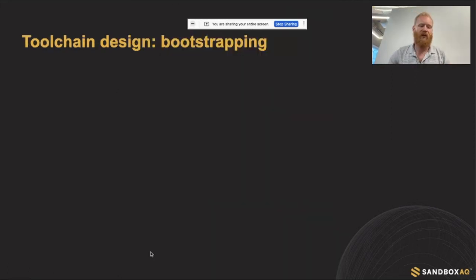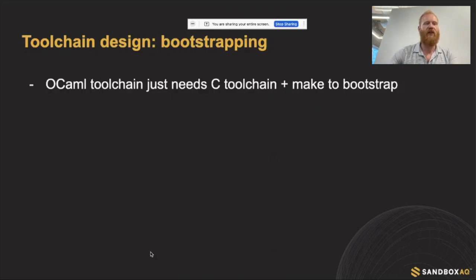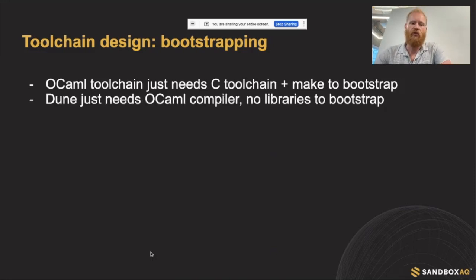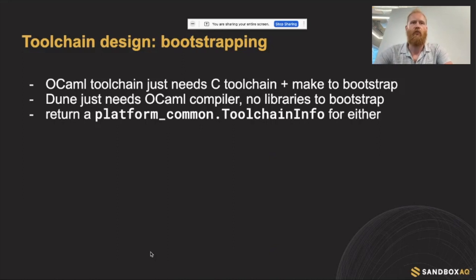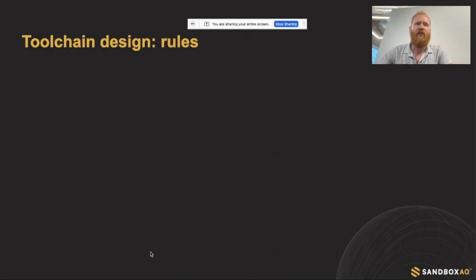The first problem we had is bootstrapping, but it turns out it's actually quite easy to bootstrap an OCaml toolchain. The OCaml compiler you can just build with a C compiler and make, and then Dune just needs the OCaml compiler. You don't need any other libraries to build Dune, which is very smart on their part. So after we do those, we can just wrap both of those in a toolchain info and proceed from there like we would usually. And then we had to come up with some rules.